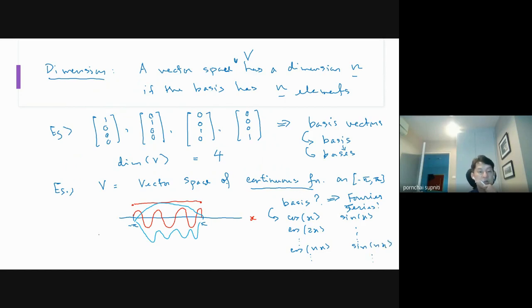So in this case, because they are infinite basis functions, they are not vectors, they're just functions. So in this case, what is the dimension of this vector space? Can you guess?